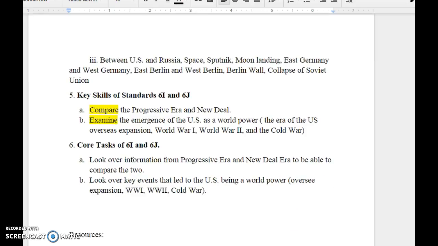The key skills for Standard 6I and 6J is that I should compare the Progressive Era and the New Deal, and I should examine the emergence of the U.S. as a world power. The era of the U.S. overseas expansion. You have World War I, World War II, and the Cold War. The key verbs is that I should compare, so I should definitely know about both the Progressive Era and the New Deal, and I need to examine how the U.S. exactly became the world power, and became, or feeling the need to be responsible over the things that occur in the world, or that occurs in the world, should I say.